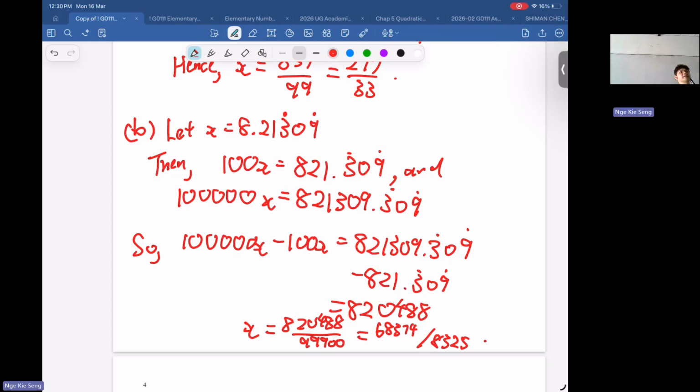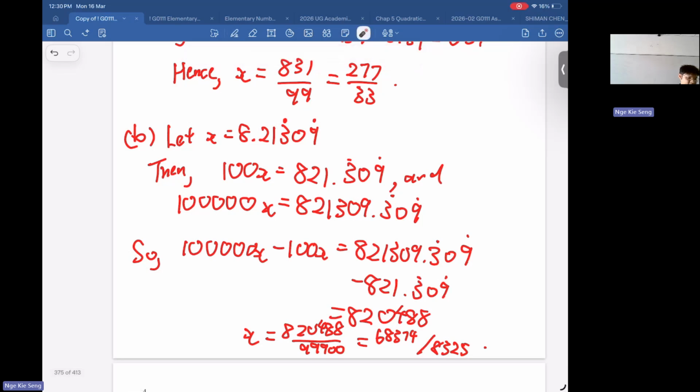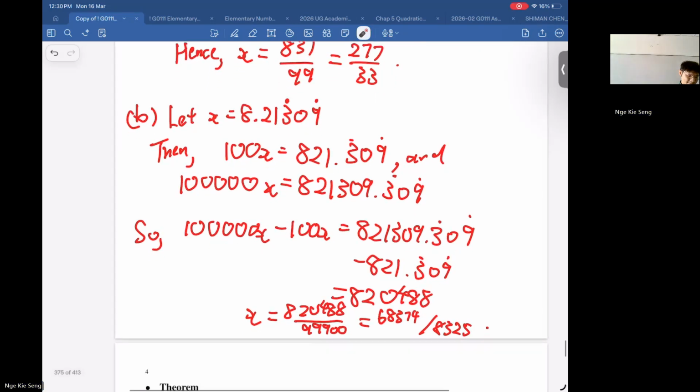Okay, makes sense. So you try to make two strings of repeating pattern that can be cancelled, but their difference is some integer. Then you can cook up this fraction. Any questions so far? So we're trying to make the repeating pattern occur after the decimal place, and then we remove it by taking the difference.